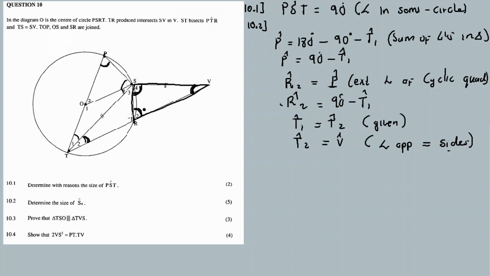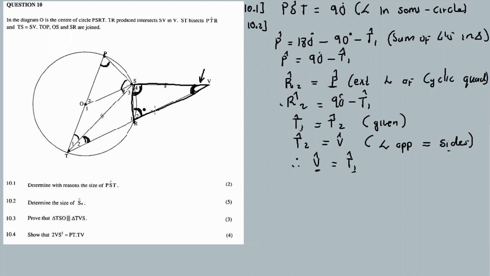So this angle equals that angle, right? Therefore angle V is equal to angle T1. V is equal to T2 and T2 is equal to T1. It means that V and T1 are equal again, right? So where do I get V1? Angle V, this angle V.